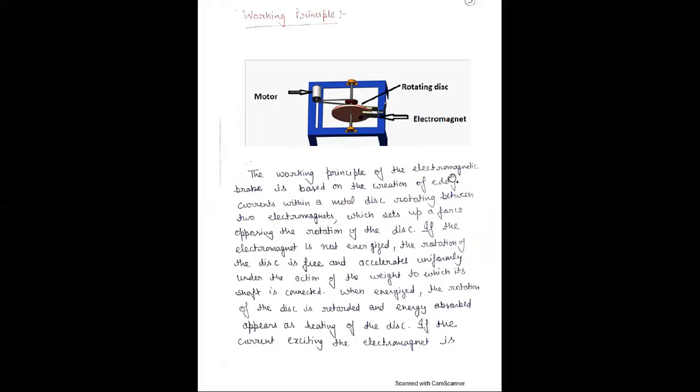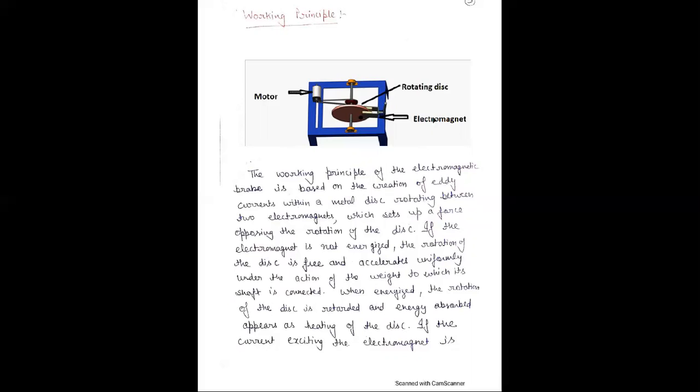Now, the working principle of the electromagnetic brake is based on the creation of eddy currents within the metal disc rotating between two electromagnets, which set up a force due to eddy currents opposing the rotation of the disc. Now, first case, if the electromagnet is non-energized, meaning there is no power, then the rotation of the disc is free. The disc moves freely and accelerates uniformly under the action of the weight to which its shaft is connected.